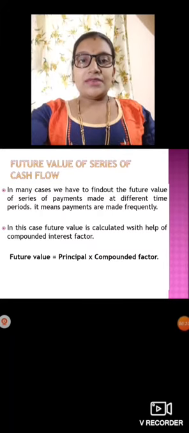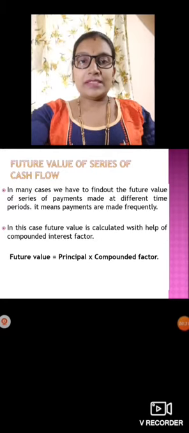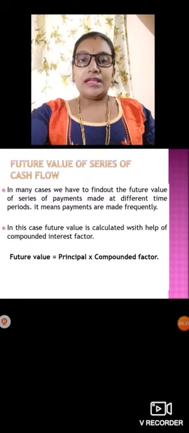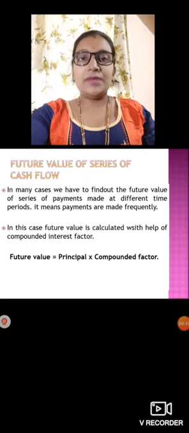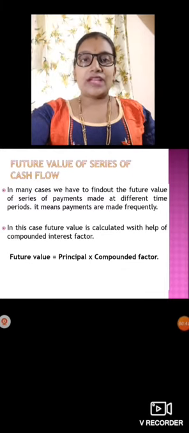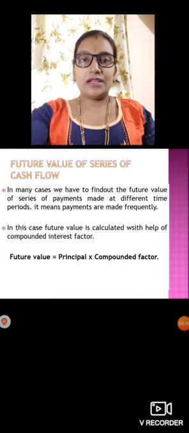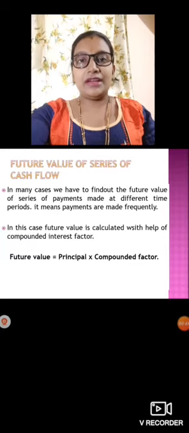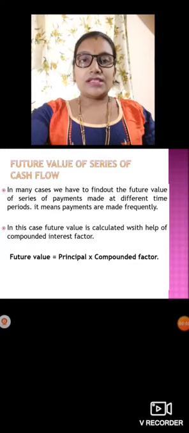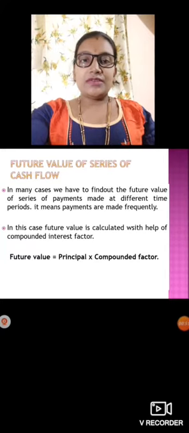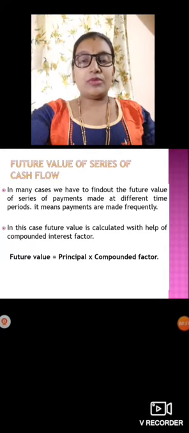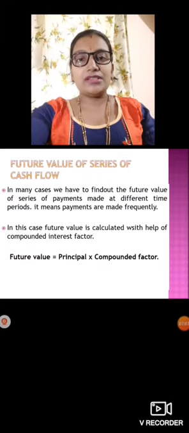In many cases we have to find the future value of a series of payments made at different time periods. It means payments are made frequently. A series of cash flow will be there, meaning different amounts will be invested at different times. So in such a case, we will see how to calculate future value. In this case, future value is calculated with the help of the following formula, with the help of the compounding interest factor.